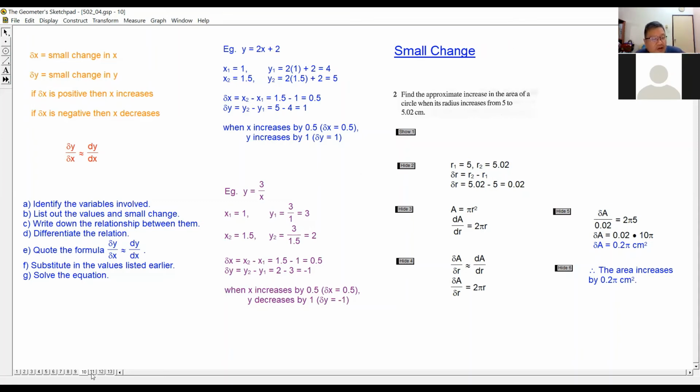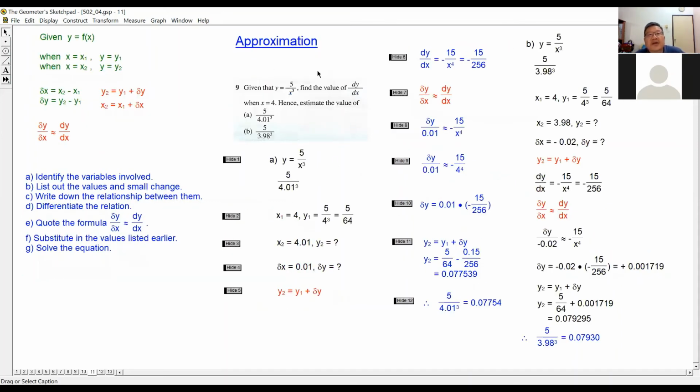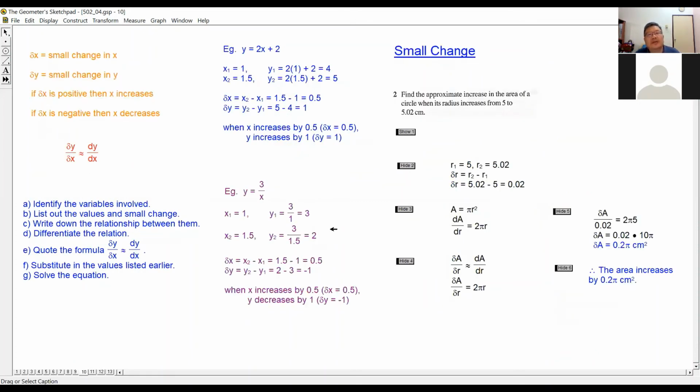Now for approximation, they want to know what is the final value. What is the final value of y? So you have to find the y2. So for this topic, we have two types of questions. One is small change, and the other is the approximation. Now we look at another example here, regarding the delta y and delta x.